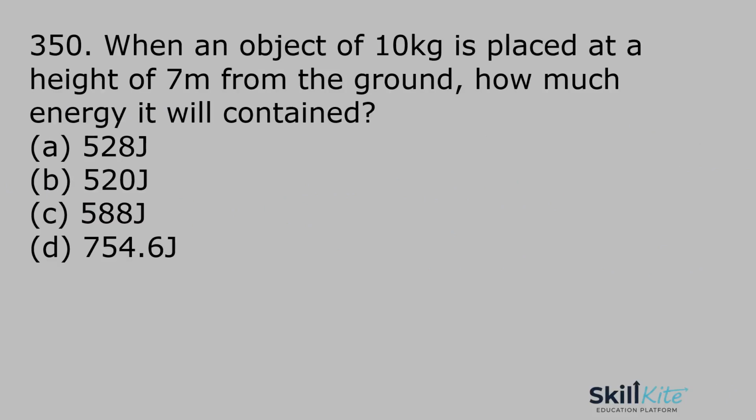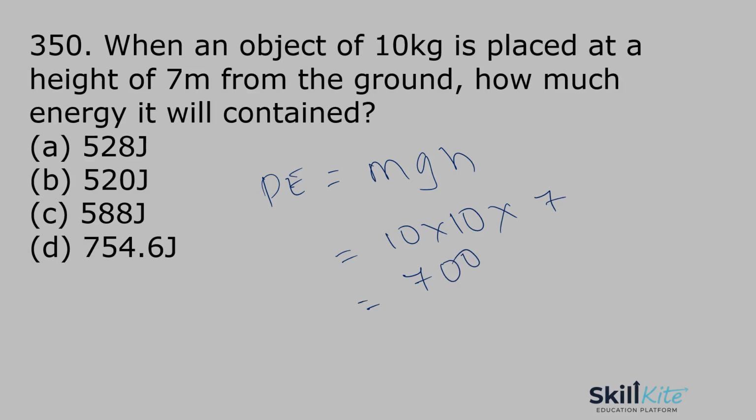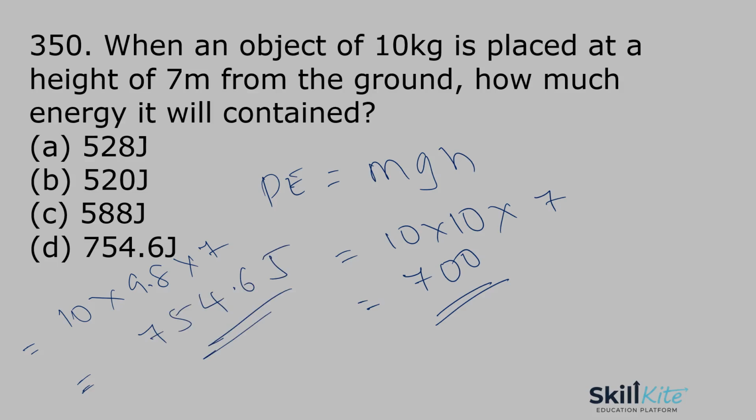When an object of 10 kg is placed at a height of 7 meters from the ground, how much energy will it contain? It is asking about potential energy, mgh. Mass 10 and height 7. It is around 700, but here the option is not there, so we have to consider the g value as 9.8. So 10 into 9.8 into 7 results in 754.6 joules. So option D.